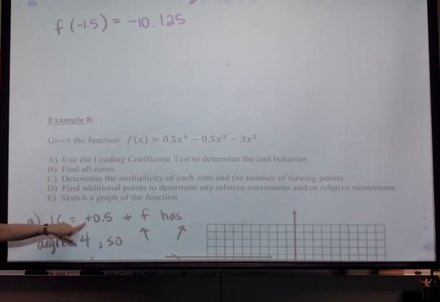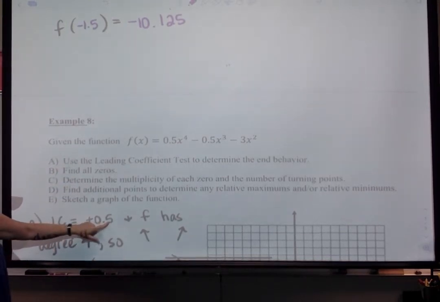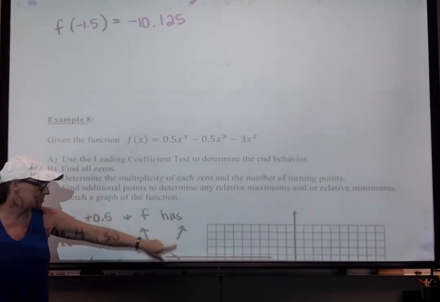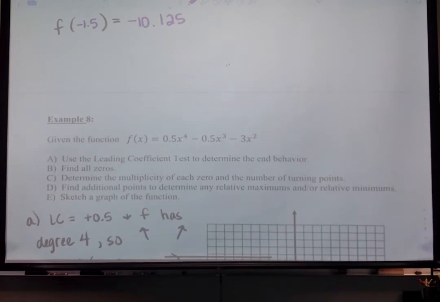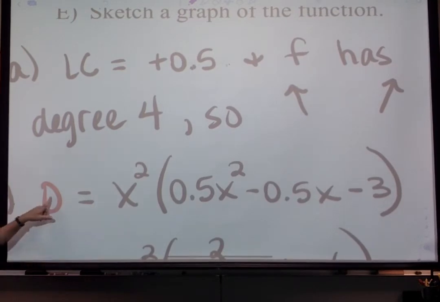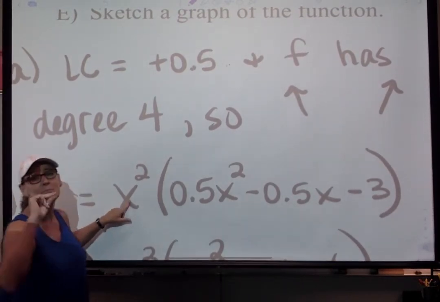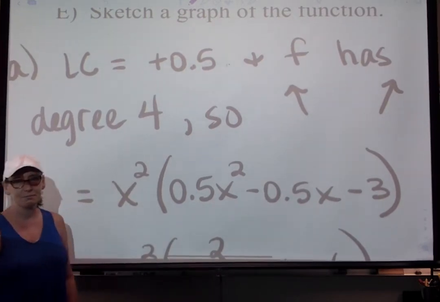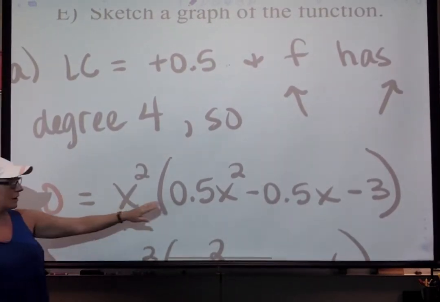Leading coefficient. It's a positive 0.5, and F has degree 4, so my end behavior is going to look like this. Find the zeros. So the first thing I did was I set my function equal to 0, and I immediately took out that x squared. When I take out the x squared, here's what I get.